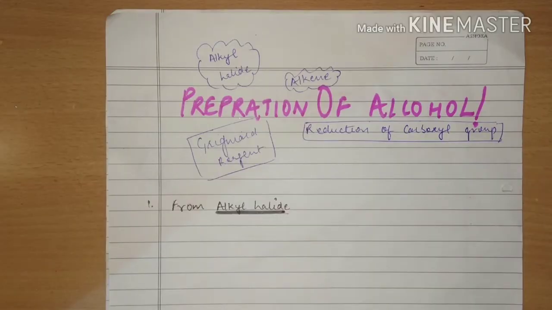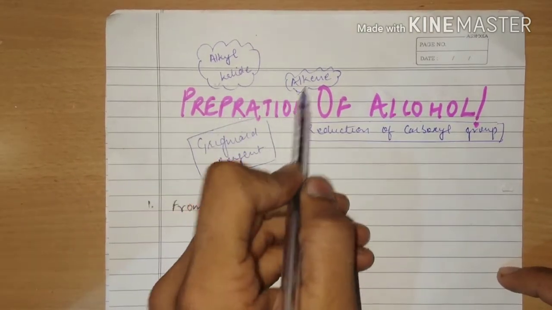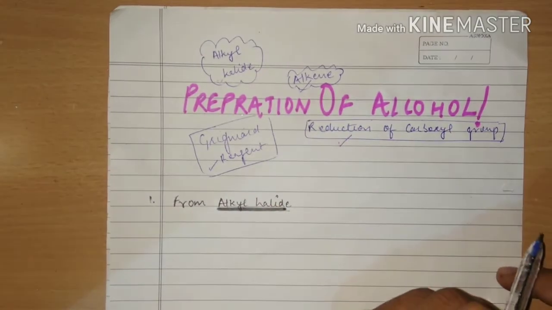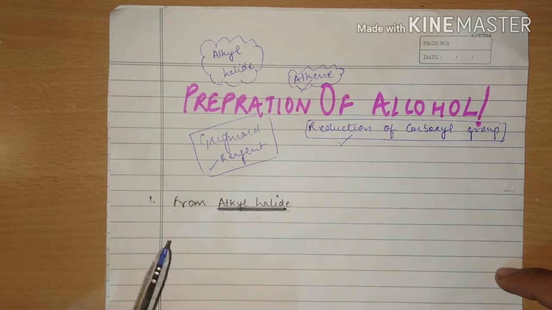Hello friends, in this lecture we will study the preparation of alcohols. Alcohols can be prepared using alkyl halides, alkenes, Grignard reagents and reduction of the carbonyl group. So first we will study the preparation of alcohols from alkyl halides.